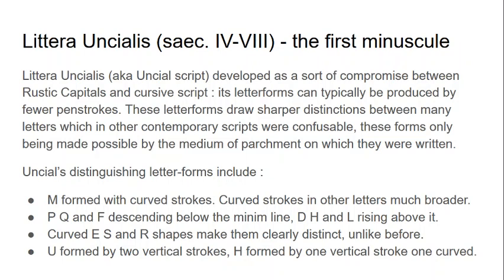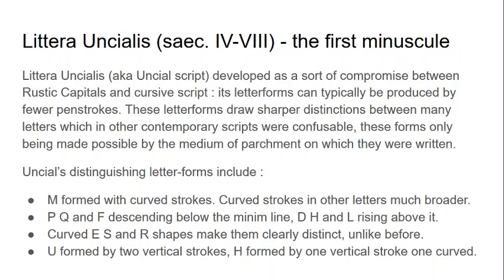And the curved strokes in your other letters are generally a bit broader in an Uncial script. You have P, Q and F. They'll have like a small descender which goes below the baseline, but their descender is normally only about half of the height of a minim, so half of the height of an I. So they don't go very far below the minim line, which makes it sometimes a bit hard to notice the descenders. And then you have D, H and L, which rise a little bit above the minim line.